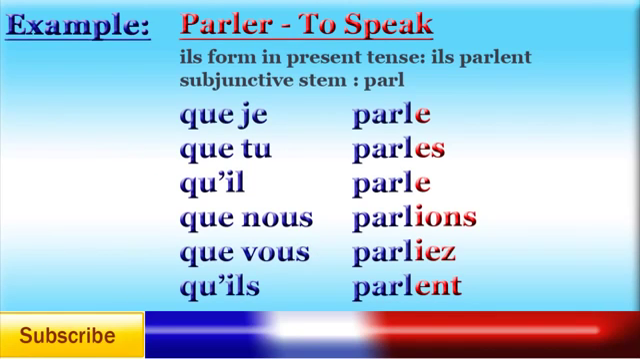So, for example, here's the first group verb parler, to speak, in the present subjunctive. The ils form of the present tense is ils parlent, ending in ent, so you take the ent off, and then you get the subjunctive stem parl, to which you add the subjunctive endings. Que je parle, que tu parles, qu'il parle, que nous parlions, que vous parliez, qu'ils parlent.